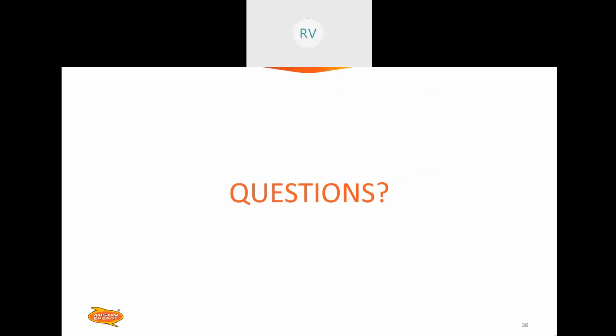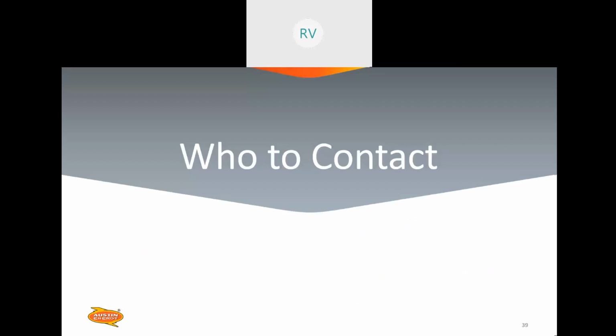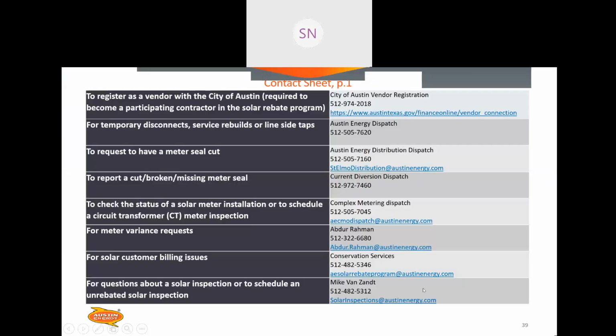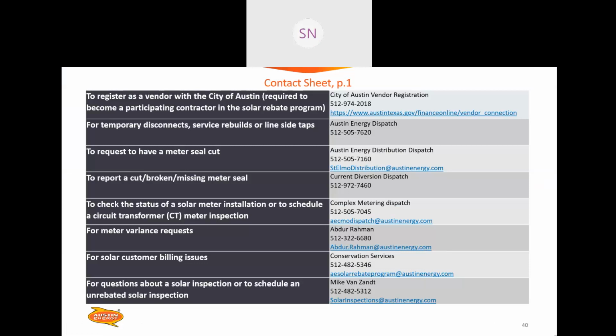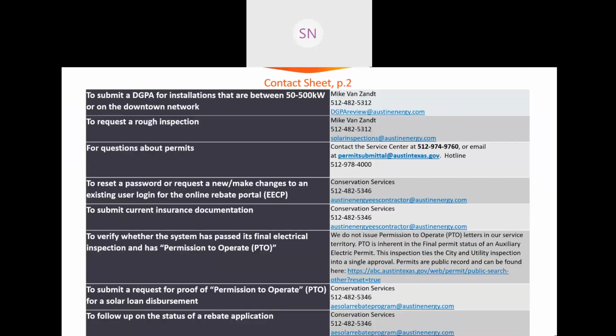Thanks, Tarek. Okay, next slide. All right, we're actually almost done. Who to contact? There's just some handy contact sheets here at the back. I'm not going to go through them. You can click through them real quick, Joe, if you want. But this has useful information like who to call to report a cut, broken, or missing meter seal, or who to call for temporary disconnects, questions about permits, how to reset a password, etc.